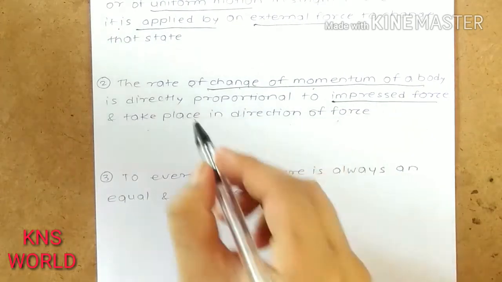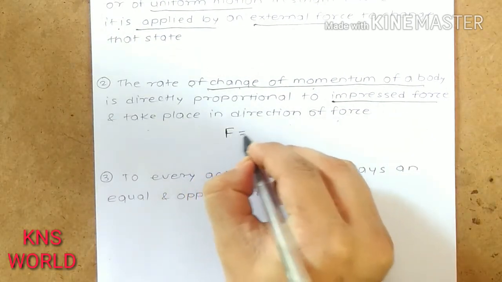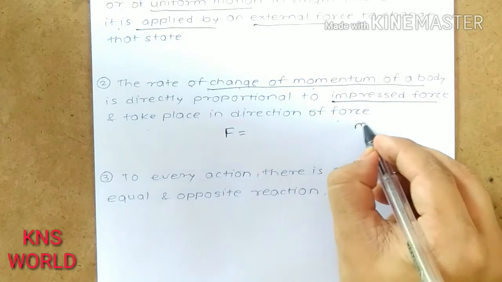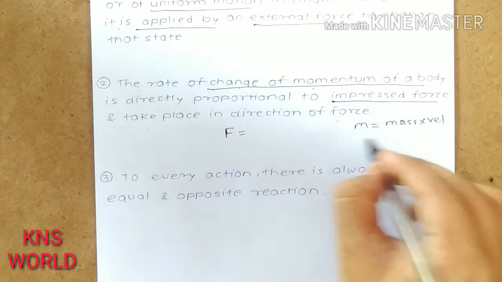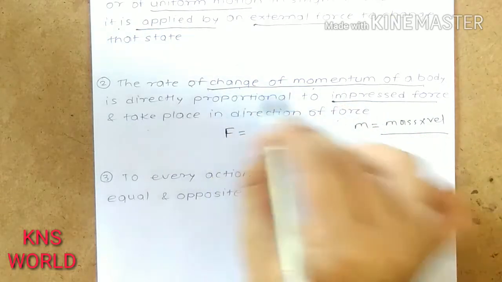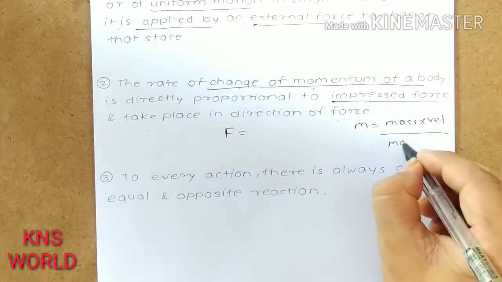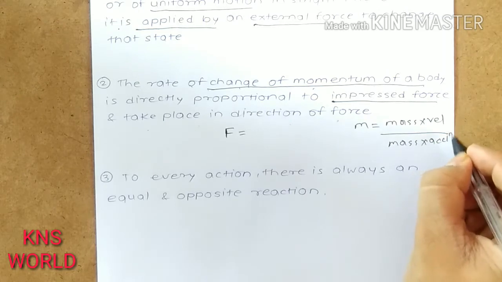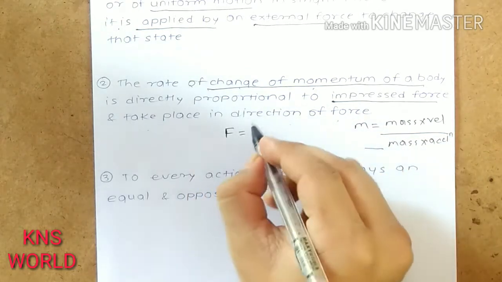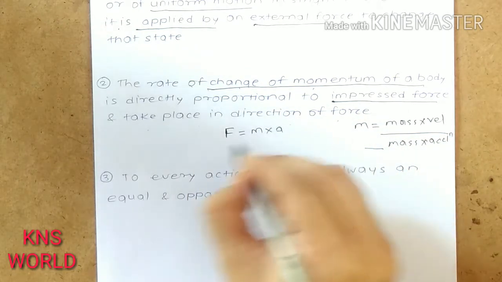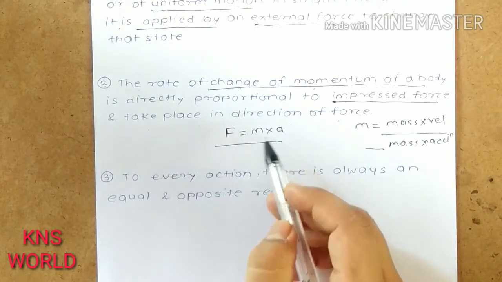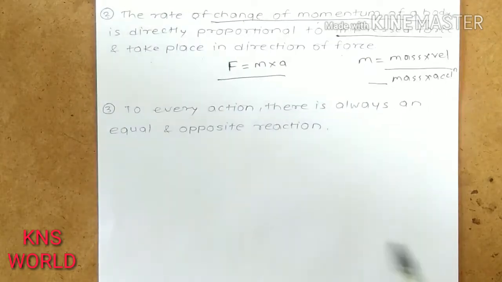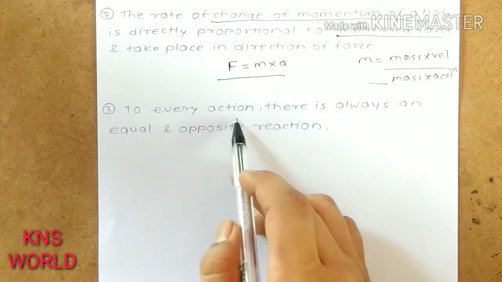So in this, the impressed force is equal to F, and for change of momentum, we know momentum is equal to mass into velocity. Okay, mass into velocity is momentum, and the change in momentum is mass into acceleration. So here we take this as mass into acceleration. So from the second law of motion, we know that F is equal to ma. Okay, and the third law of motion is: to every action there is always an equal and opposite reaction.